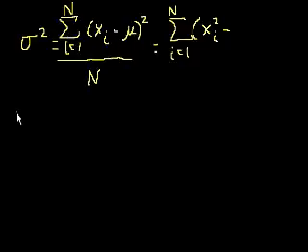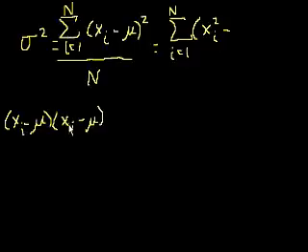When you square it, we could multiply it out. We could write it x sub i minus mu times x sub i minus mu. So we have x sub i times x sub i, that's x sub i squared. Then you have x sub i times minus mu. And then you have minus mu times x sub i. So when you add those two together, you get minus 2 x sub i mu, right? Because you have it twice. x sub i times mu, that's minus x sub i mu. And then you have another one, minus mu x sub i. When you add them together, you get minus 2 x sub i mu.